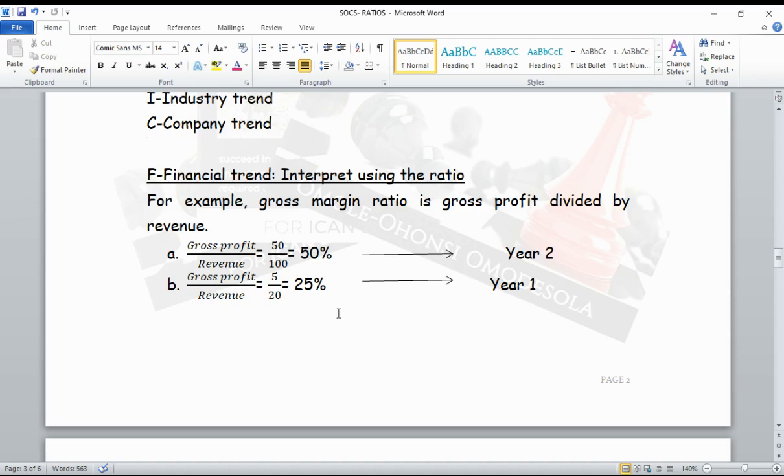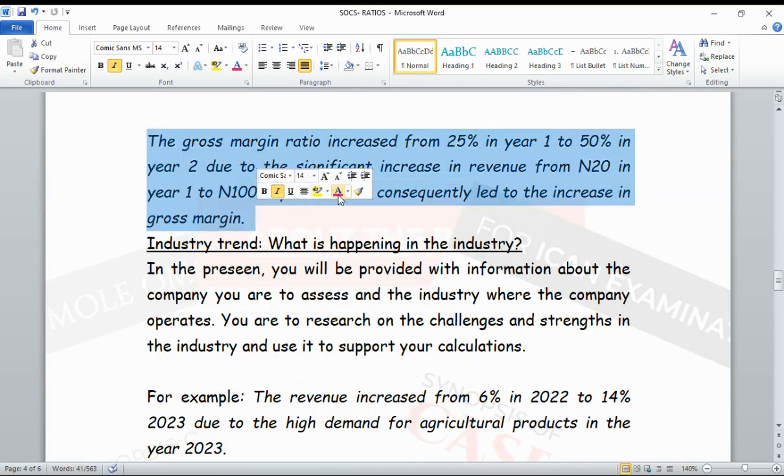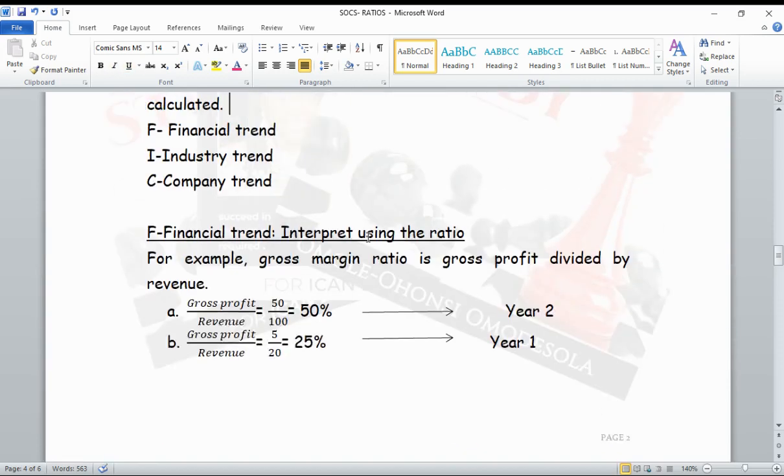So now, you have calculated this in your appendix. How do you now analyze it using the financial trend? Let's look at that together. You can see something like the gross margin ratio increased from 25% in year one to 50% in year two due to the significant increase in revenue from 20 naira in year one to 100 naira in year two, which consequently led to the increase in gross margin.